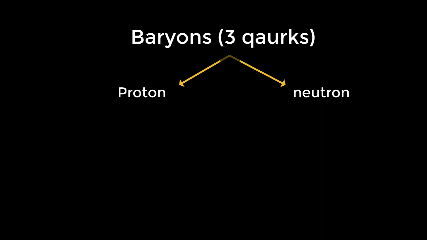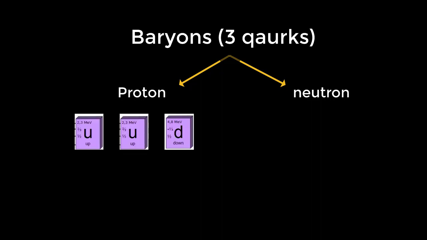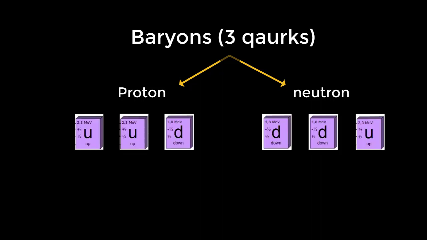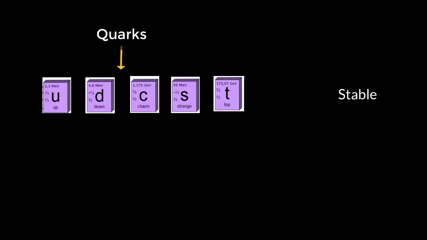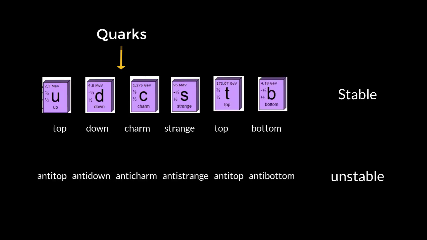Protons are made up of 2 up quarks and 1 down quark. Neutrons are made up of 2 down quarks and 1 up quark. Now I did mention earlier 6 stable quarks. This is because there are 6 more quarks known as antiquarks, like anti-up, anti-down and so on, but these are unstable.